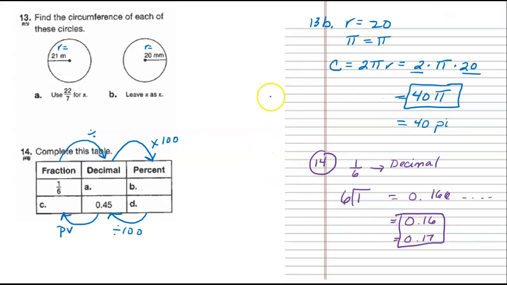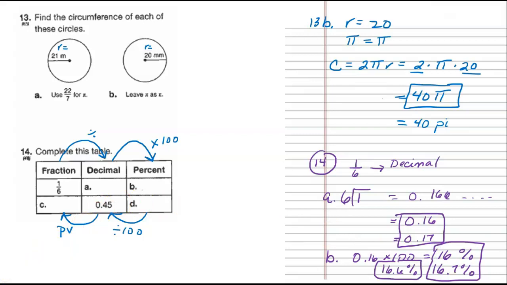Okay, I'm going to erase and do the percent. So this is A. For B, I take what I get from A, 0.16, and I multiply by 100 to get 16%. You can do 16.6%. You can do 16.7%. I prefer you don't do 17% because that's not true. Any of these will work.